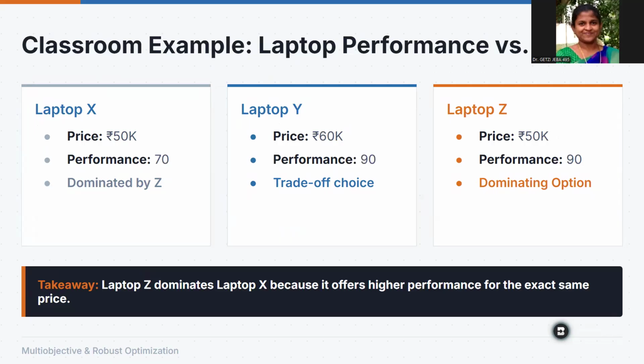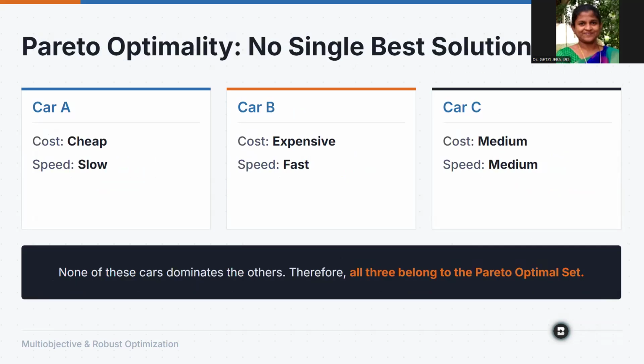So I hope now you understand what Pareto dominance is, and what a trade-off is. The next one is Pareto optimality. It says that there is no single best solution for any optimization problem. Look at this case: car A, B, C. The cost is cheap for car A, but the speed is slow. In B, it is expensive and fast. In C, it is medium and medium.